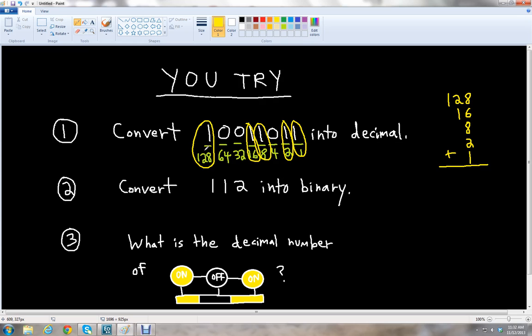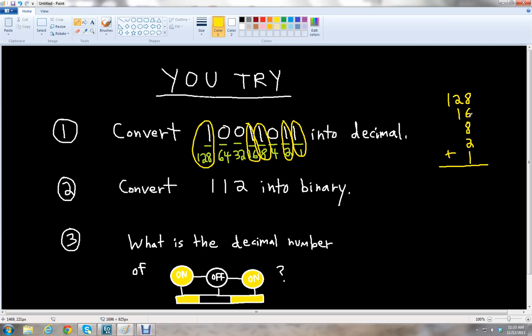And notice that I wrote them from left to right, because the further left you go, the larger the power of 2 is. So you always write the largest power of 2 first, and then work your way down, so that way you can line up your numbers properly to add them together. So we went from right to left, doing the powers of 2 in increasing order, and then to add them together, we went left to right, just to make the addition easier.